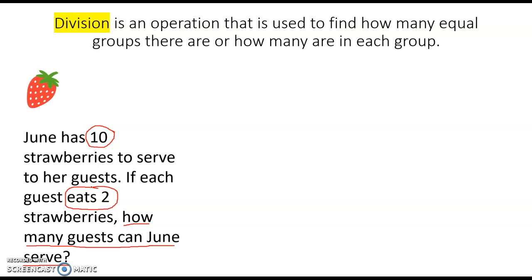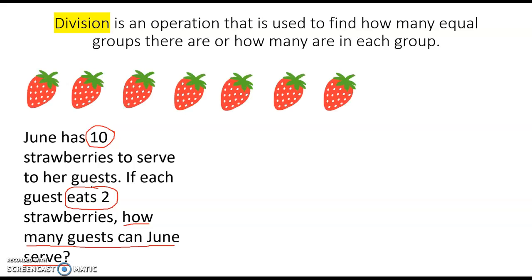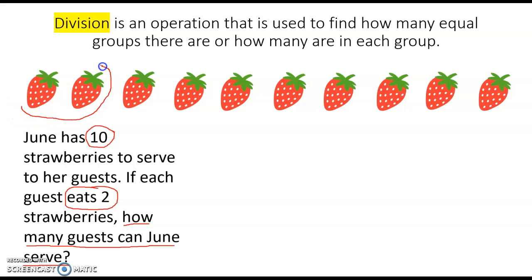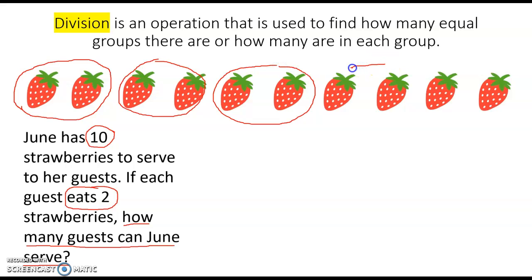So here's her 10 strawberries. 1, 2, 3, 4, 5, 6, 7, 8, 9, 10. We don't know how many guests she can serve, but we do know that each guest is eating 2. So what we can do is break these 10 strawberries up into groups of 2. One guest would eat these 2. Another guest will eat these 2. And we keep making equal groups of 2 until we've run out of strawberries.